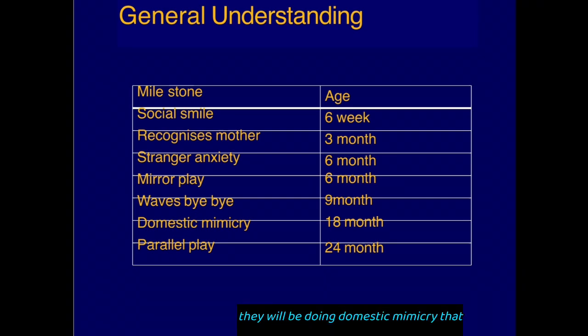By 18 months, they will be doing domestic mimicry. That means if you are praying, they'll also pray. If you are teaching, they'll also teach. If you're dancing, they'll also dance.